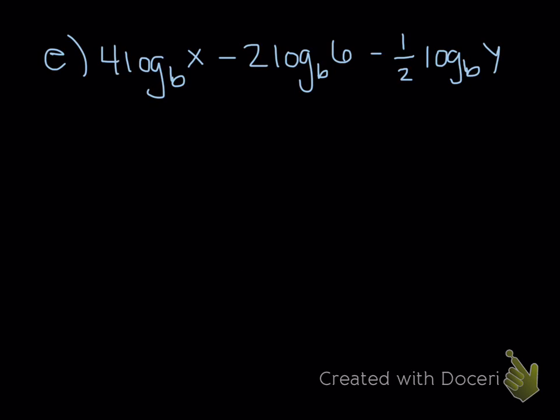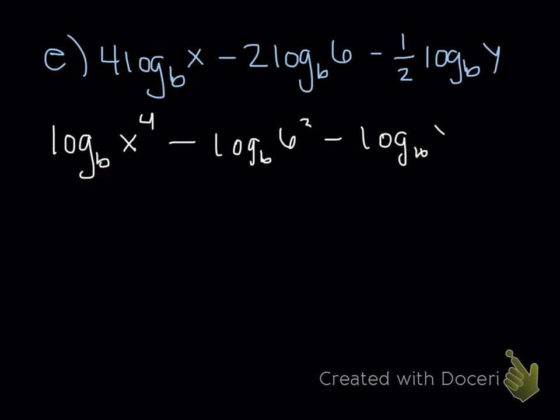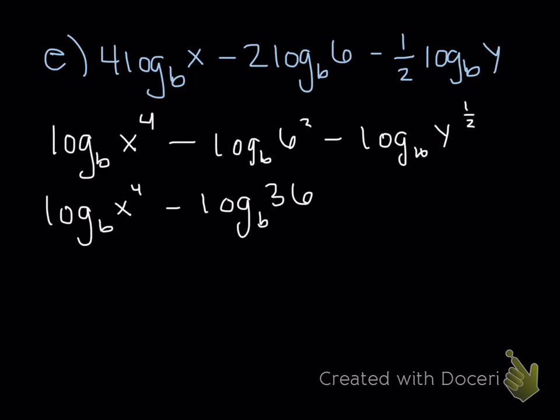So for the next one, again, we have a lot going on here. So we're going to send our coefficients back to being exponents. Then we'll have log base b of 6 squared and log base b of y to the 1/2. And I can clean this up a little bit further before we go. Instead of saying 6 to the 2nd power, I'm going to say minus log base b of 36. And here I'll say minus log base b of square root of y.